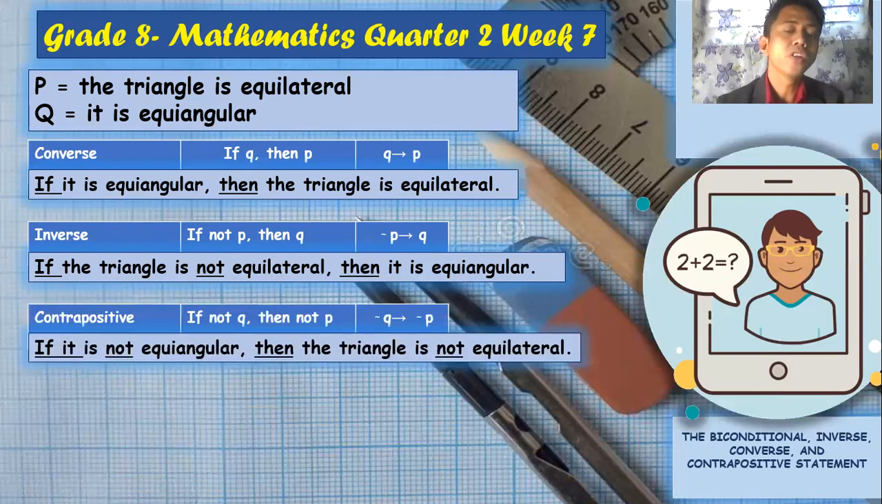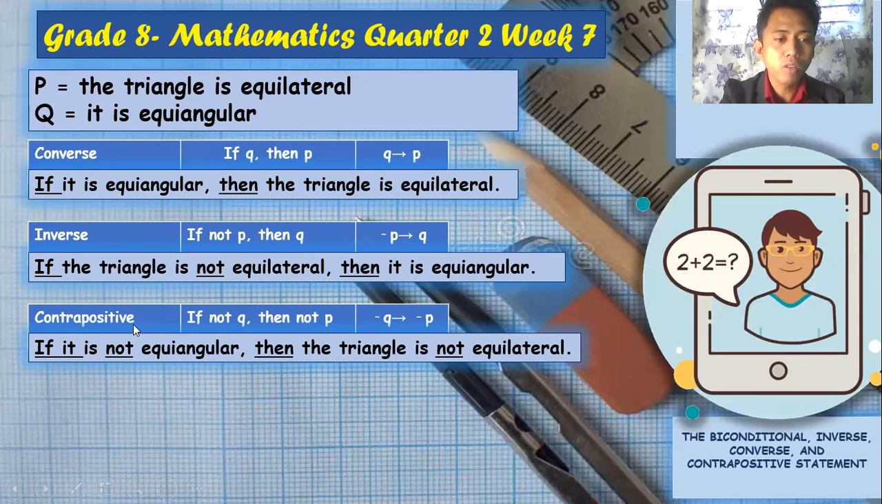How about the contrapositive statement? The uniqueness of the contrapositive statement is we need to get the negation of both P and Q, the opposite statement of both P and Q. So what is the opposite of the triangle is equilateral? The triangle is not equilateral. How about the opposite of our Q, it is equiangular? The opposite of that is it is not equiangular. So later, by using this pattern, if not Q, then not P, we can construct our contrapositive statement. So let's follow this pattern.